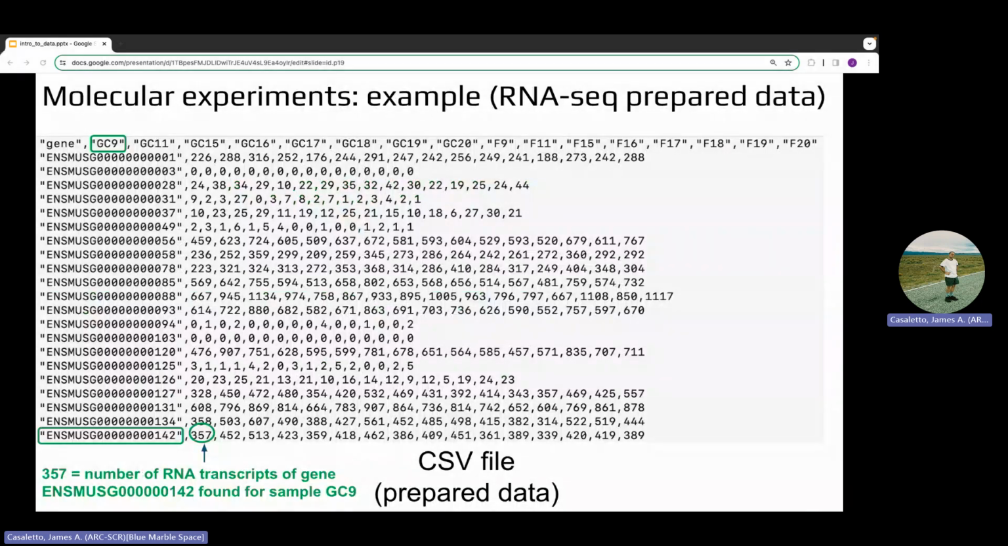After the RNA transcripts have been sequenced and mapped to a genome, scientists know which genes may be over and underexpressed between spaceflight and ground control samples. In this slide, ground control sample 9's gene ENSMUSG142 has 357 transcripts. Scientists use these prepared data to compare ground control gene expression to spaceflight gene expression.